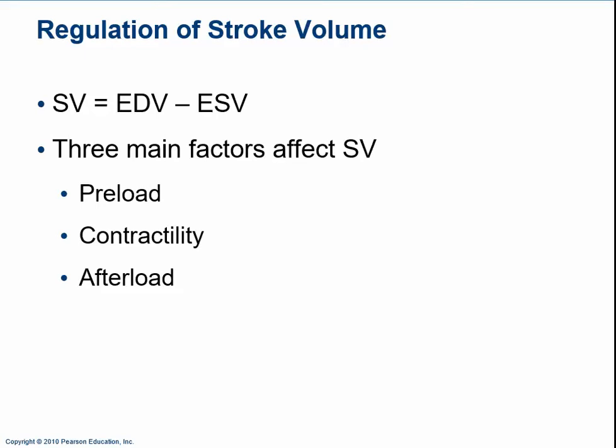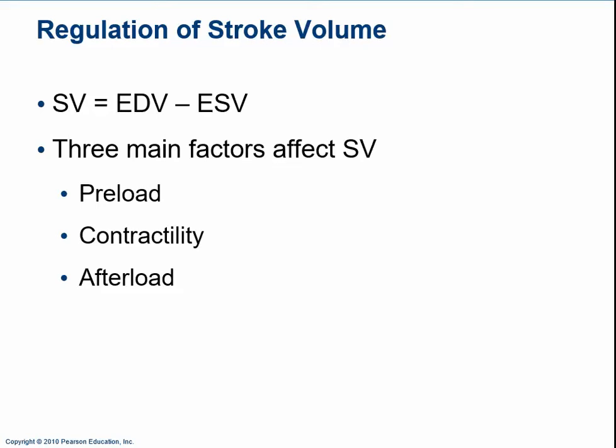There are three factors that can affect this: the preload, the contractility, and the afterload. Preload is how much blood you are returning to the heart. So more preload increases the end diastolic volume. There's more blood to pump, and therefore you can have a higher stroke volume. Contractility is how hard you squeeze the heart, and what that does is lower the end systolic volume. So there's less blood left in the heart. You've squeezed more of it out.